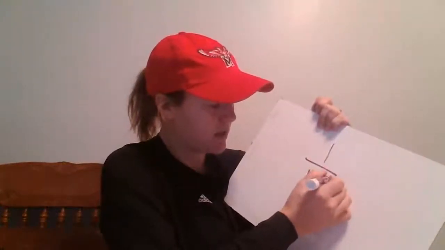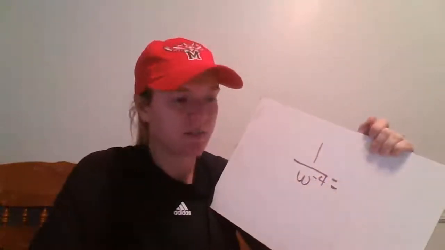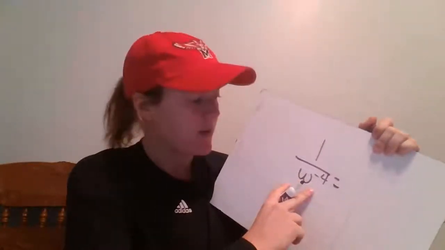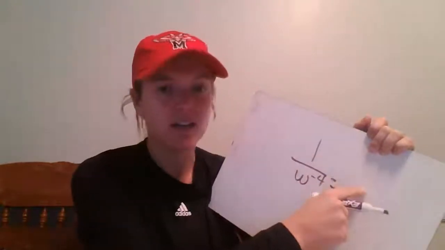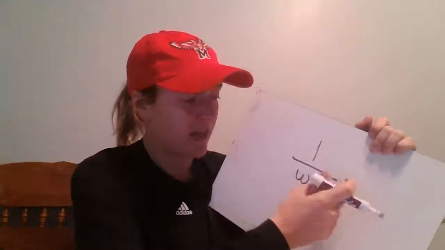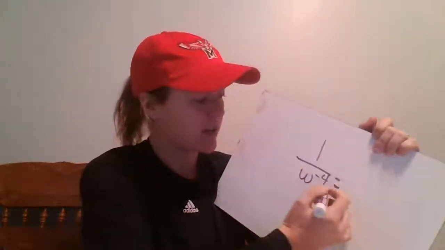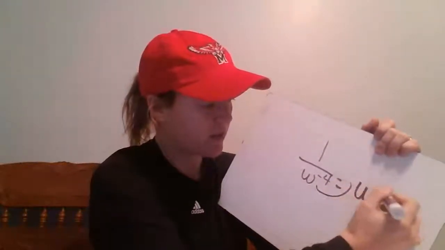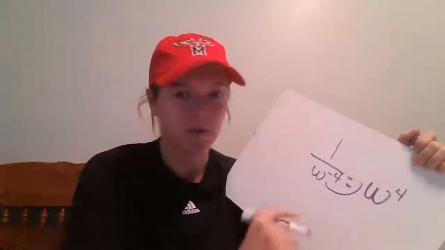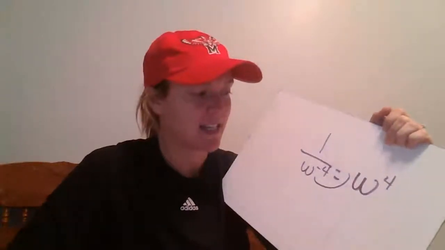Now let's do letter C. C is 1 over w to the negative fourth. We looked at that earlier. If we have a negative exponent in the denominator, that means we can flip it over into the numerator to make it positive. It'd be the same thing as multiplying by its reciprocal. So we're going to move w to the negative fourth, and it's just going to be w to the fourth. Remember, flipping it from one side to the other makes it positive. So C is going to be w to the fourth.